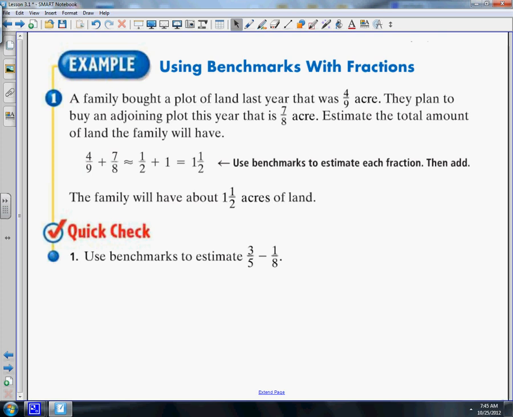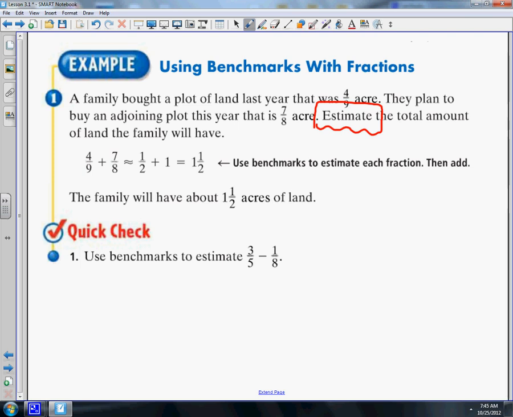So, a family bought a plot of land last year that was 4/9 of an acre. They plan to buy an adjoining plot this year that is 7/8 of an acre. Estimate the total amount of land the family will have. Now, in this very beginning lesson, we're just estimating. So there's the key word, estimate. We don't have to find the real answer. That's later on in the book.